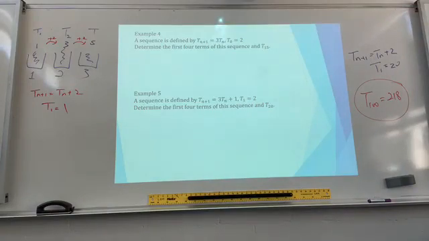So we just start with T0, and the next number, T1, will be 6. You don't include 2.